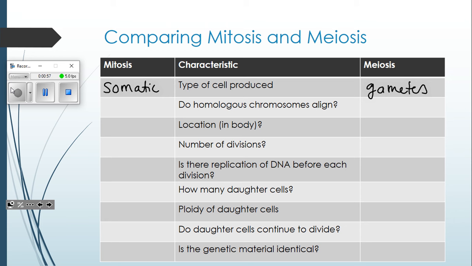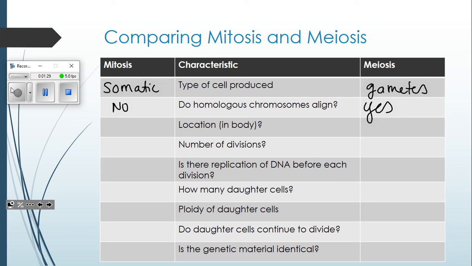Do the homologous chromosomes align? In other words, pair up? Anyone want to tell us yes or no what we should put? Yes, everyone at the same time. In mitosis, no. In meiosis, yes. In mitosis, the homologous chromosomes do not pair up. They're just chromosomes. Yes, I have 2 of every chromosome, but they don't pair up. They don't form tetrads. They do not line up.